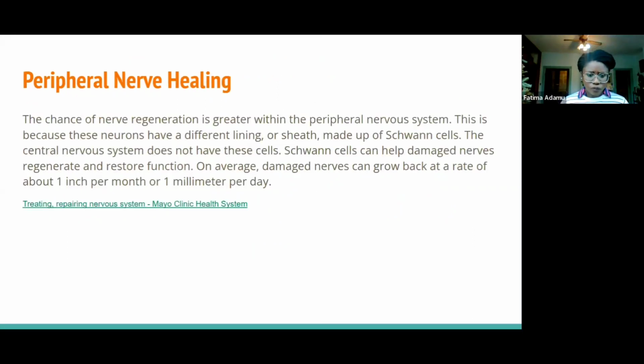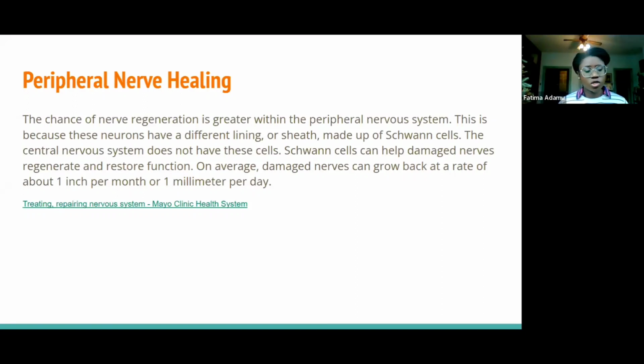Peripheral nerve healing. If the nerve is not completely lacerated, it is possible for it to recover. Nerves are notoriously slow to regenerate. On average, damaged nerves can grow back at a rate of about 1 inch per month or 1 millimeter per day, although a lot of times it seems even slower than that when you're dealing with a situation where you don't have a lot of sensation or function. So it can be very frustrating for the patient because you're just waiting and hoping.